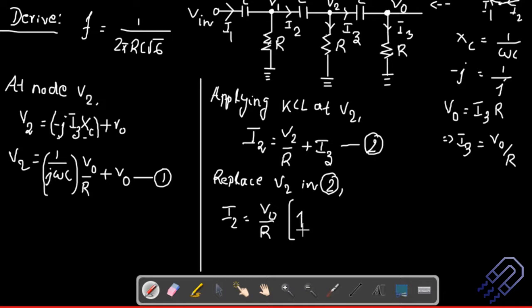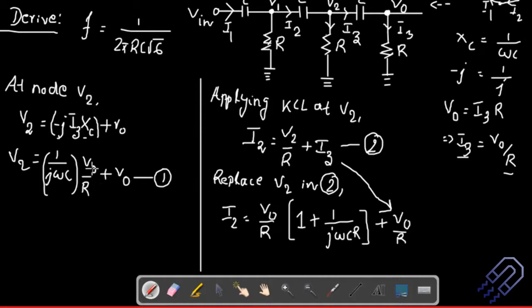And within bracket it will be nothing but 1 plus 1 divided by j omega CR plus V0 divided by R. So this V0 divided by R is I3. Okay, I think this is clear. This I3 is V0 by R. So we placed it here, and on this side it is V2 divided by R.